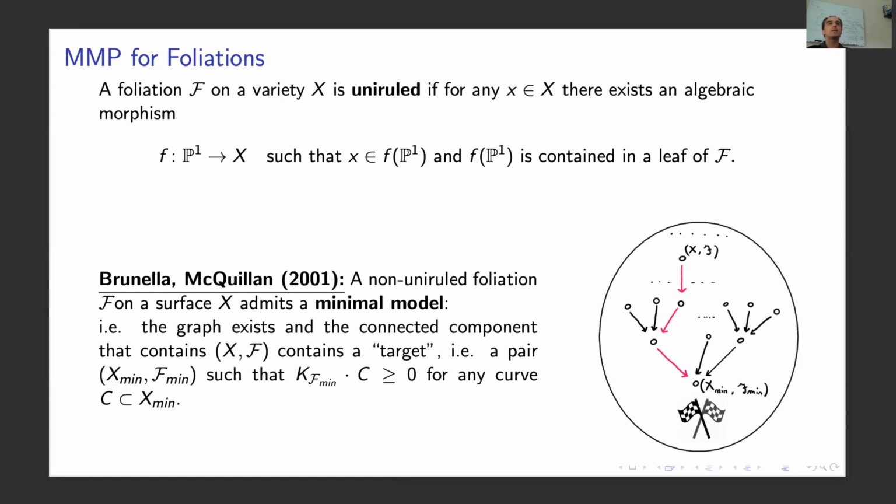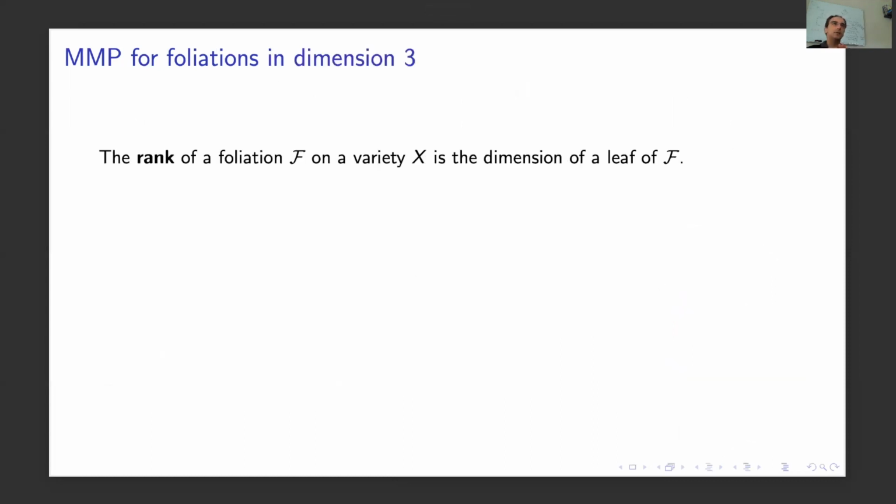Of course we can ask ourselves, can we extend this picture to higher dimension? Well, here there are many more open problems, since this is a much more recent program than in the case of varieties. But at least in dimension 3, many things happen to be true. I mean, many results that are true for varieties happen to be true for foliations. First of all, let's define the rank of the foliation as the dimension of a generic leaf of the foliation.